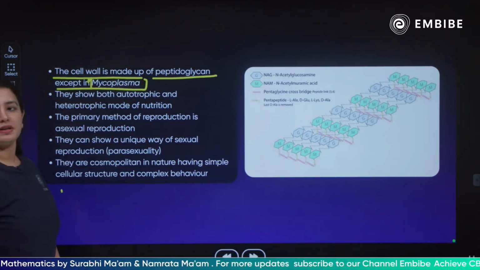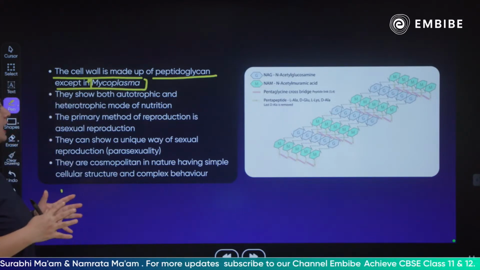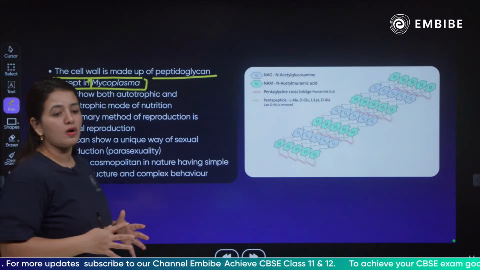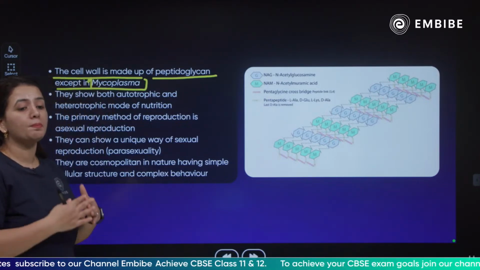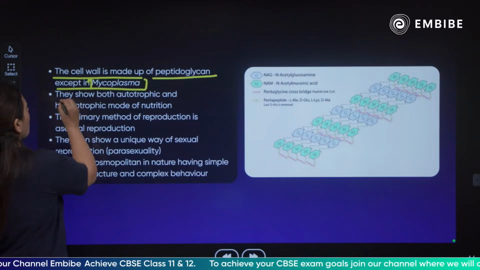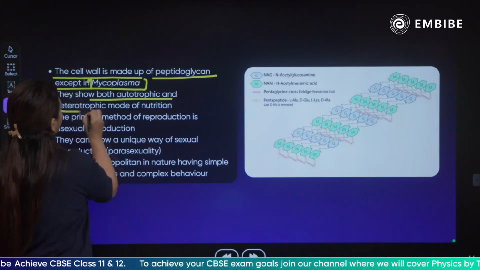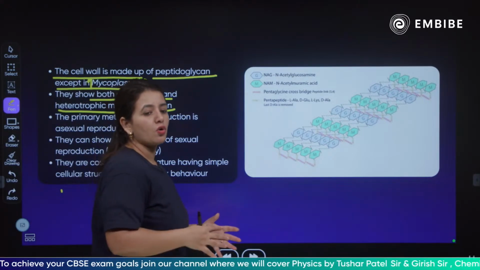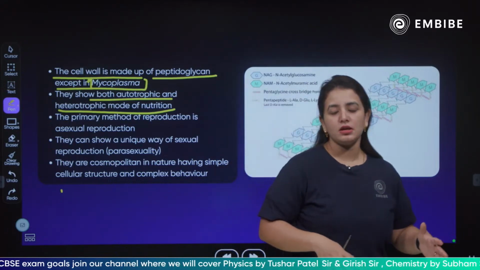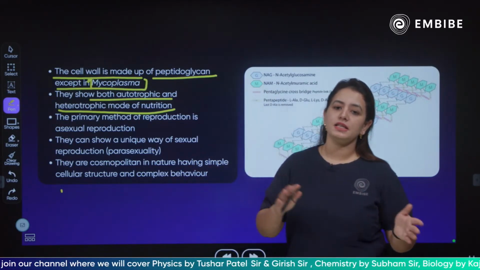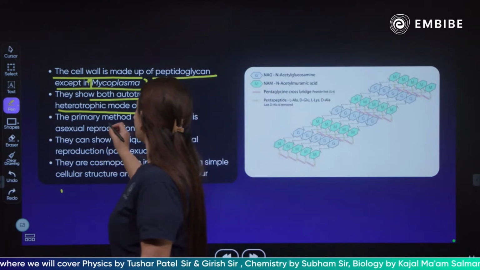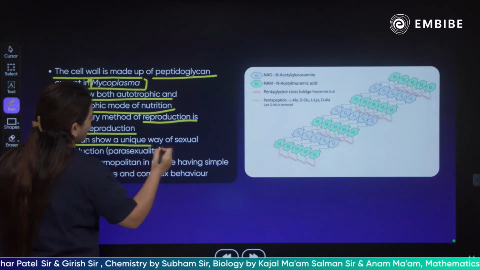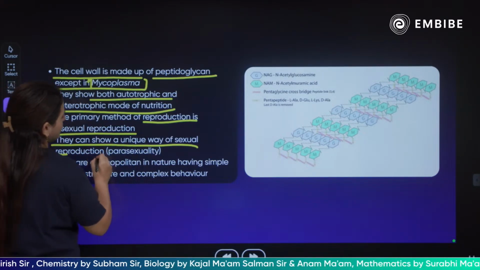So, the cell wall of monerans is made up of peptidoglycan, and this cell wall is absent in the mycoplasma. They show both autotrophic and heterotrophic modes of nutrition. Just now we discussed that the monerans show both kinds of nutrition, heterotrophic as well as autotrophic. The primary method of reproduction is asexual reproduction. They show a unique way of sexual reproduction through parasexuality.